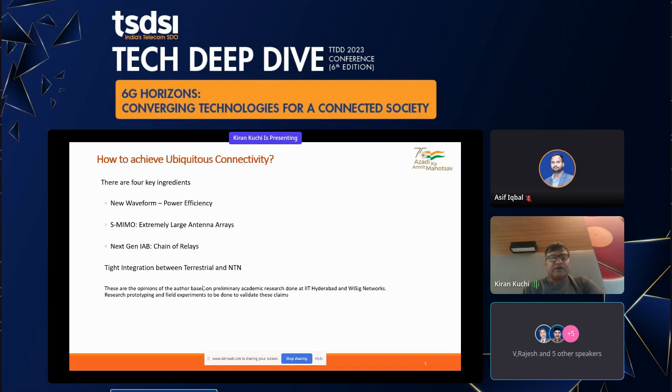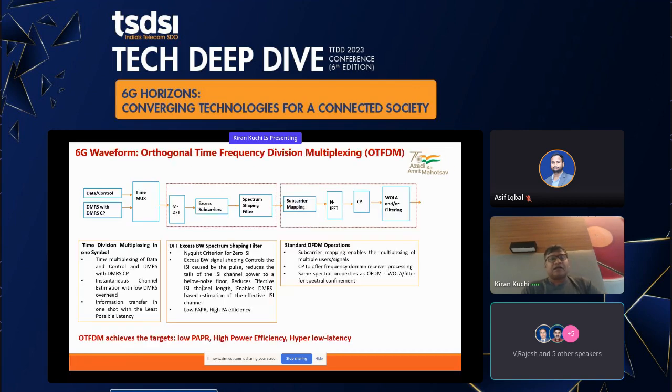Apart from that, some comments on what kind of integration we can expect to see between terrestrial and NTN. There is a white paper that has been published very recently. I have given a link to that. Those interested in the technical details can go through the white paper, where more details are available.